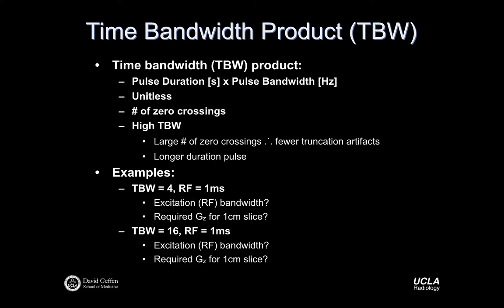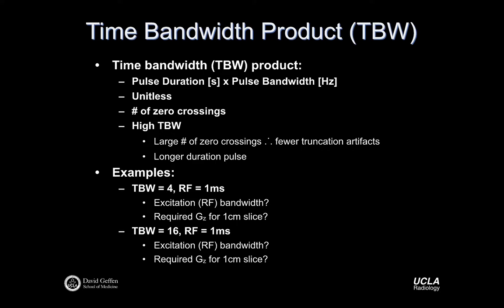It's a useful description, one way of characterizing the RF pulse. It's also related to the number of zero crossings. If we think of RF pulses as being sinc pulses, every time they cross a zero, you can count that: 1, 2, 3, 4, 5, 6, 7, 8. If you have 8 zero crossings, it turns out your time bandwidth product is 8. The excitation bandwidth will depend on the duration of that. So we can pick pulses to be either low time bandwidth products or high time bandwidth products.